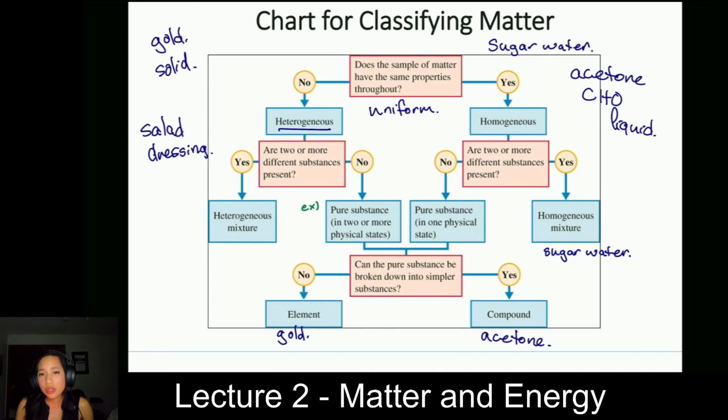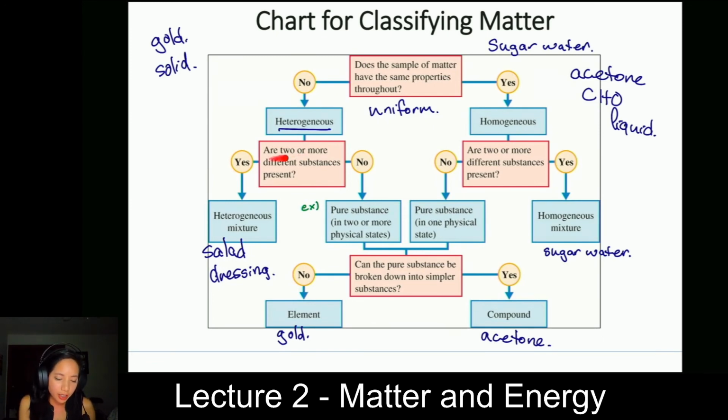Now you should ask yourself, are there different substances present? Well, yeah, in salad dressing, there's herbs, there's water, there's vinegar, there's oil. So there's different substances. So salad dressing would in fact be a heterogeneous mixture. Okay, so this is where it kind of gets tricky. Are there two different substances present? So if we take a step back, I'll give you an example of something.